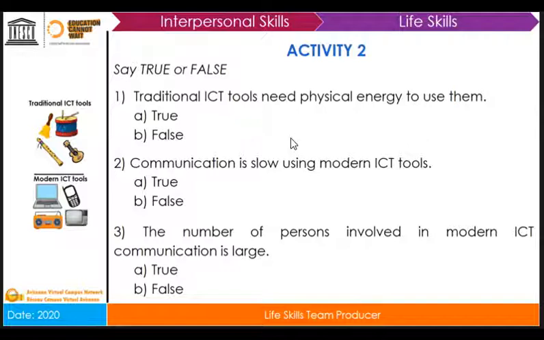Question 2. Communication is slow using modern ICT tools. True or false? Question 3. The number of persons involved in modern ICT communication is large. True or false?